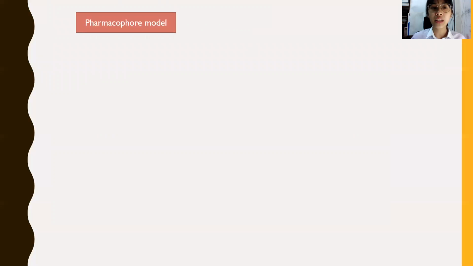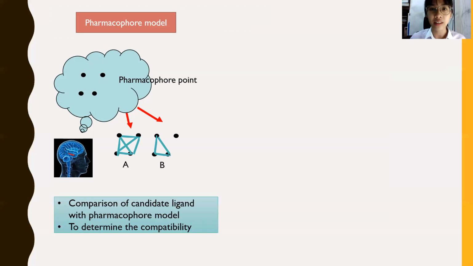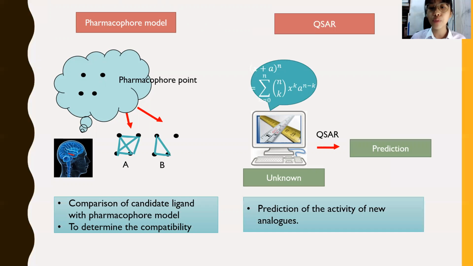The next one is the pharmacophore model. It is a set of points in space defining the binding of ligand to receptor. So the candidate ligand will be compared with the pharmacophore model to determine the compatibility. And the next one is the QSAR. It is a measurement of predictor variables to the behavior of a response variable to predict the activity of new analogs.